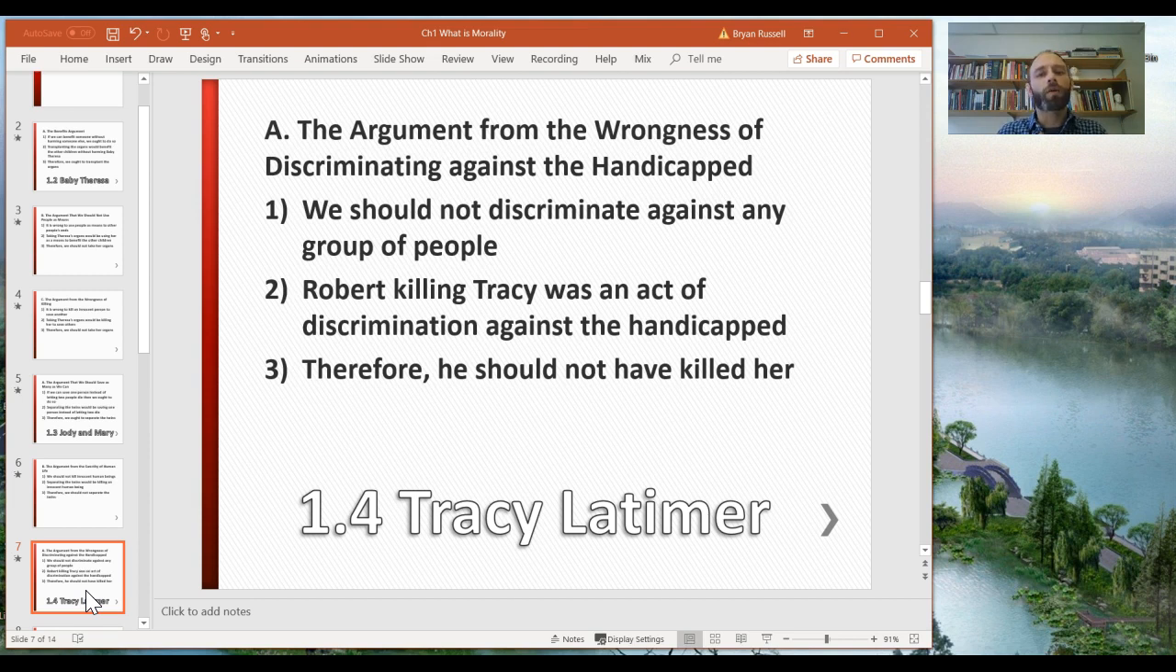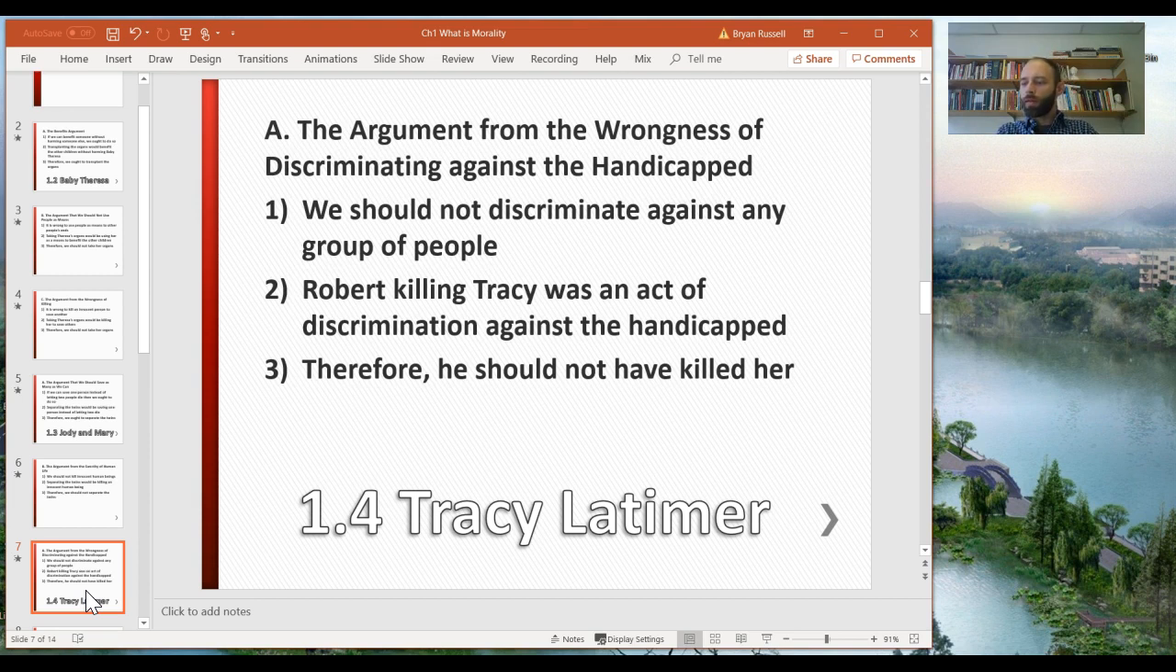So the first is the argument from the wrongness of discriminating against the handicapped. So Tracy Latimer having cerebral palsy, the argument goes the killing was a case of discrimination. So we should not discriminate against any group of people. Robert killing Tracy was an act of discrimination against the handicapped, therefore he should not have killed her.